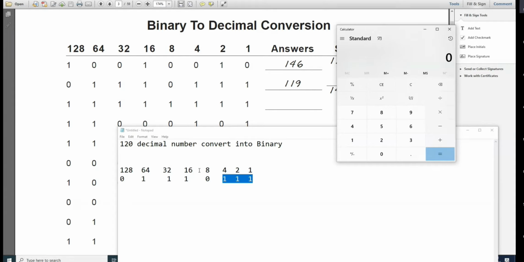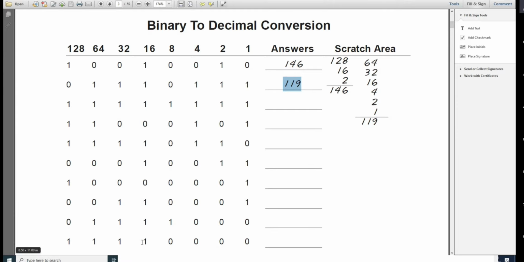Now let me do it. This is our scale: 1, 2, 4, 8, 16, 32, 64, 128. Now if we convert it, suppose here 64 plus 32 plus 16 plus 4 plus 2 plus 1, you can see now it becomes 119.